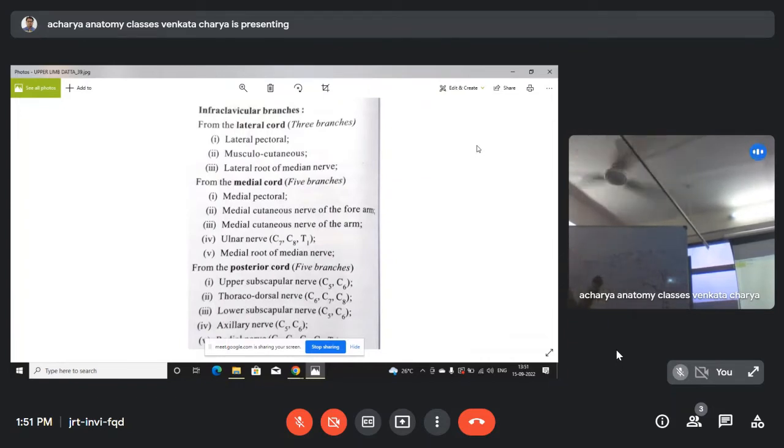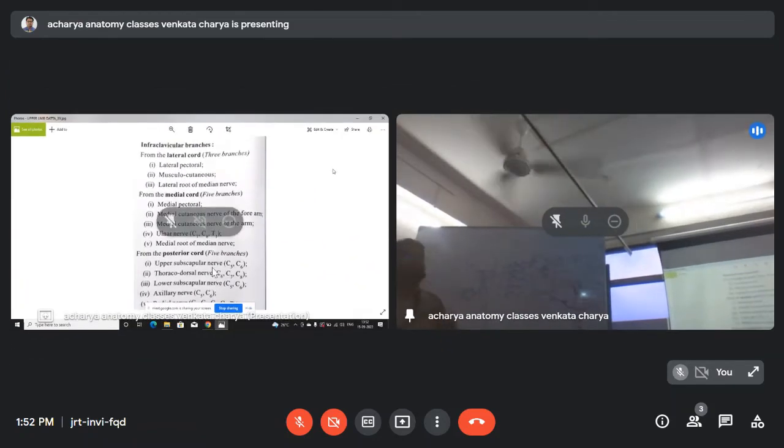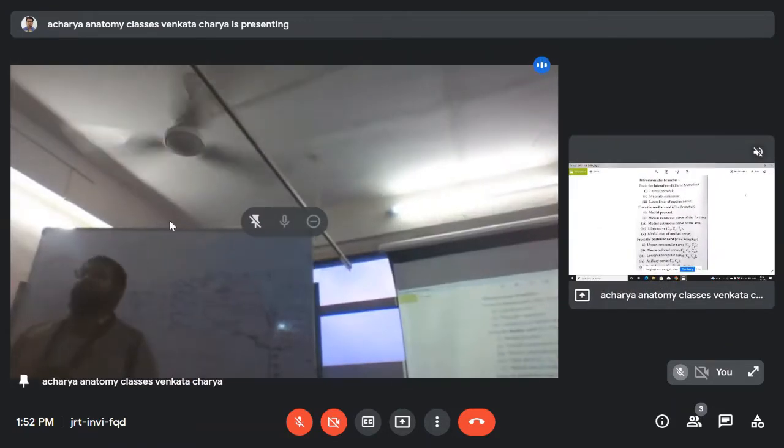So, are you getting? C5, C6, C7, C8, T1. The dorsal root forms the dorsal ganglion. The ventral root forms the ventral root. Both are mixed to form a mixed nerve. Then it divides into 2: dorsal rami and ventral rami. Here you think of this rami as the root. Okay. So the ventral rami of C5, C6, C7, C8 and T1 unite to form the brachial plexus.